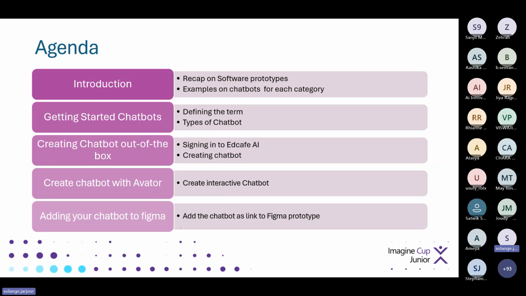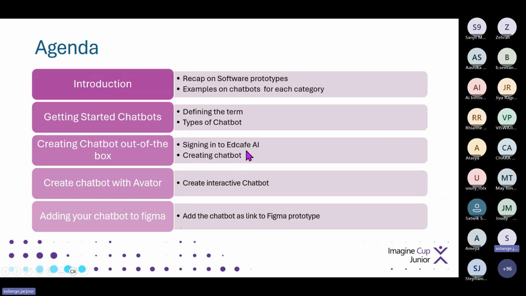We will take you through the agenda of today. We will start with a recap on the prototypes, the types of prototypes, whether it is a software or a hardware. We will also give you examples on a chatbot for each category, and get ready because I have a lot of questions for you today. Then we will be able to define the term chatbot, what is a chatbot, and we will speak about the types of chatbot. From there, we will together create a chatbot using @Cafe AI.